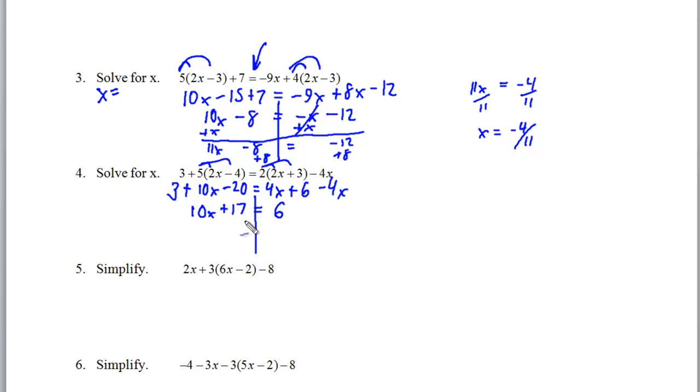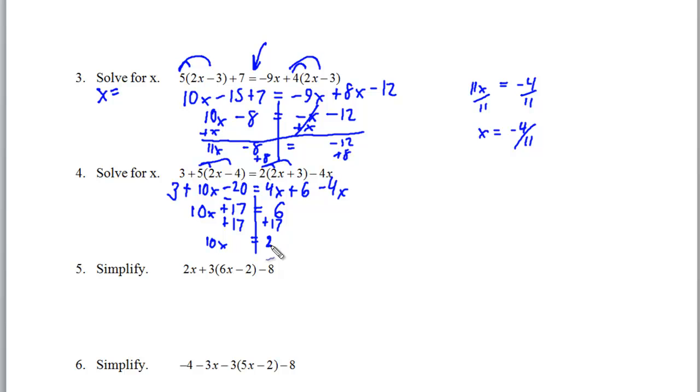So the letters are left, the numbers we can move to the right by subtracting 17. So 10x is equal to 6 minus 17, which is, 6. Oh, hold on a second here. Did I make a mistake here? Yeah, I did actually. 3 minus 20 is negative 17. Sorry about that. So I add the 17 to both sides.